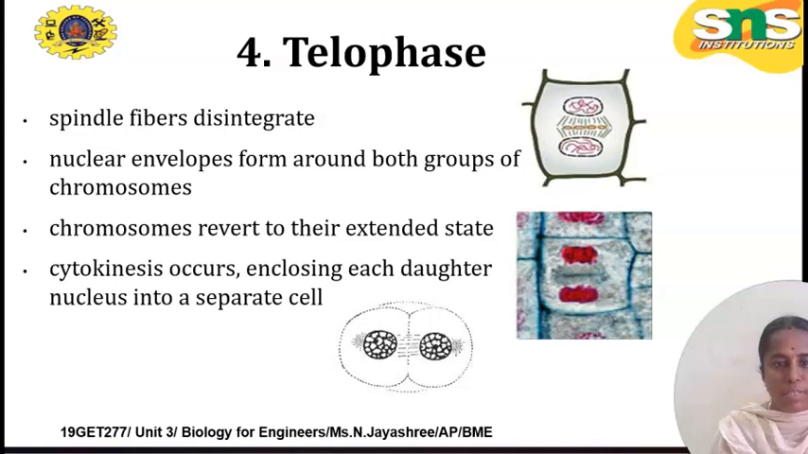Next one is telophase. Telophase is the division of the cell toward the formation of two daughter cells. The spindle fiber disintegrates, so it is a reverse process of prophase. In prophase, the chromatin is formed into chromosomes and the spindle fiber is formed, whereas in telophase, the spindle fiber disappears and the chromosomes no longer remain condensed. It separates into two nuclei.